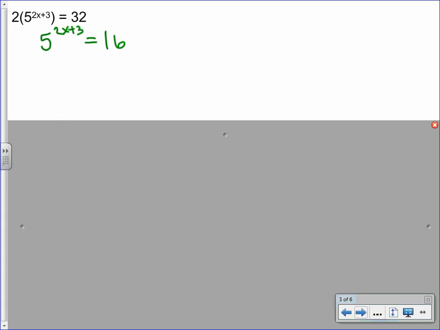Rewrite it. And how can we rewrite this? Log base, what's the base? 5 of 16 equals 2x plus 3. Now you can see that this is a simple linear problem. Can you evaluate log base 5 of 16 in your calculator?